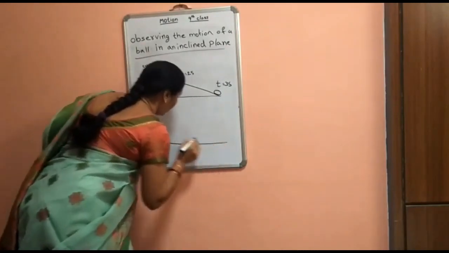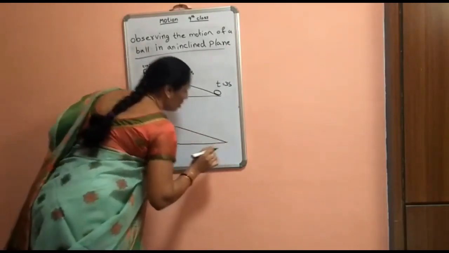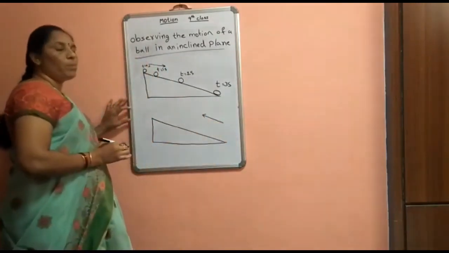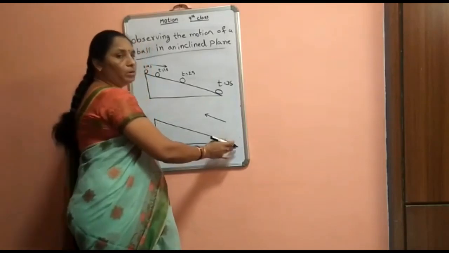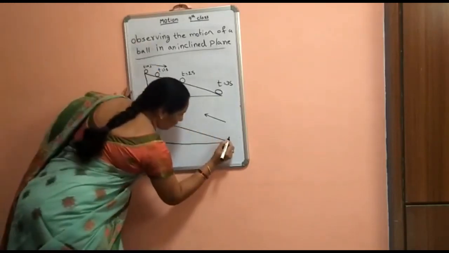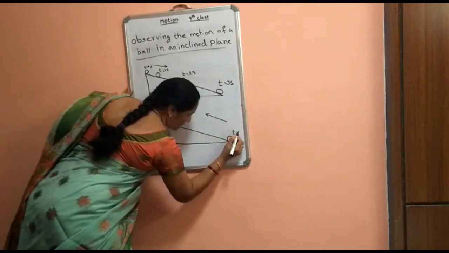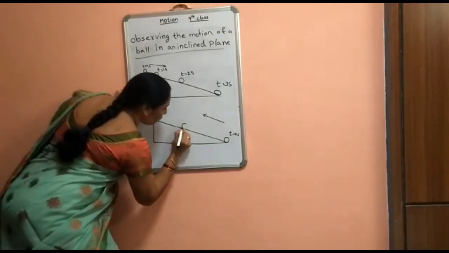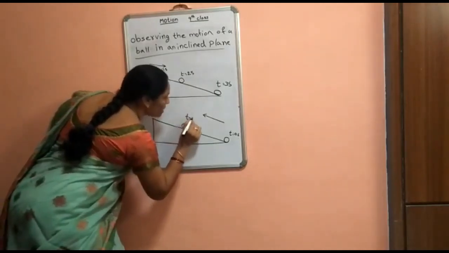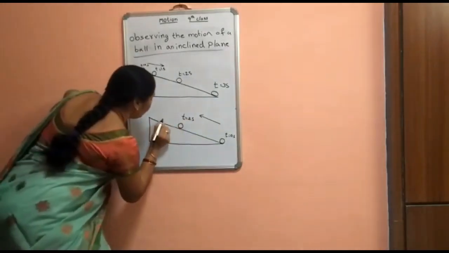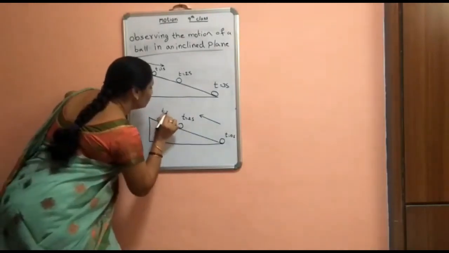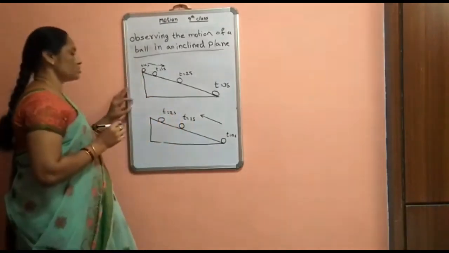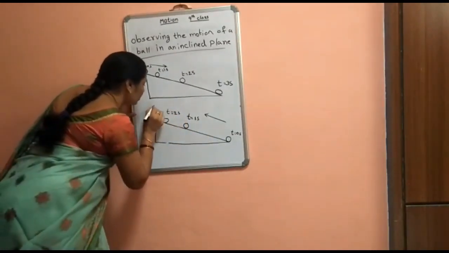Here also an inclined plane, but here the direction of the ball is downward to upward. When t is equal to 0 seconds, the ball is here. When t is equal to 1 second, 2 seconds, 3 seconds, the ball is here.